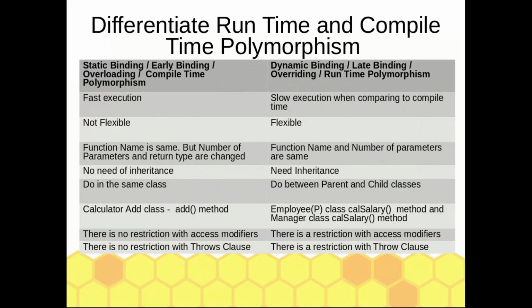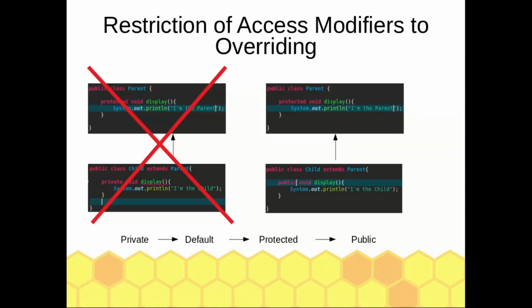If we take compile time polymorphism, no need to inherit. But if we take runtime polymorphism, we need to inherit. And compile time polymorphism happens in the same class, but runtime polymorphism happens in parent and child classes. Okay, the important point is there is no restriction with access modifiers for compile time polymorphism, but there is a restriction with access modifiers for runtime polymorphism. Okay, let's look at it in detail.